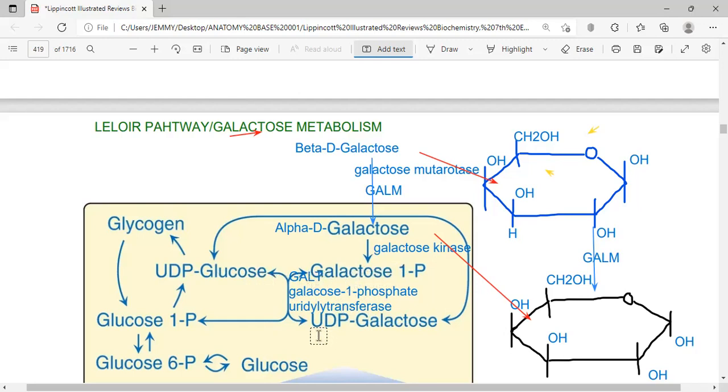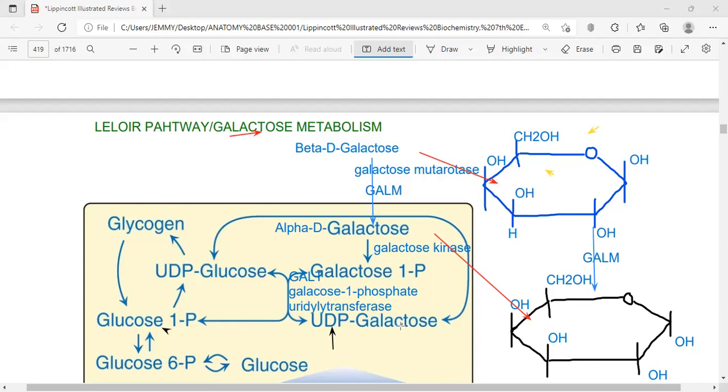The galactose is now the one that takes up a UDP group. It is the galactose which will take up a UDP group and become UDP galactose. And the glucose will be the one that now has a phosphate group, forming glucose 1-phosphate. Then UDP galactose. Remember, galactose and glucose are epimers. In fact, galactose is a C4 epimer of glucose. What do I mean?